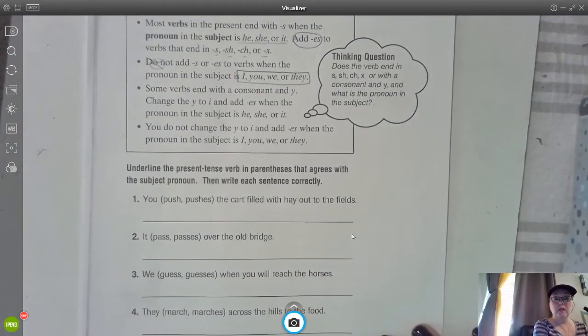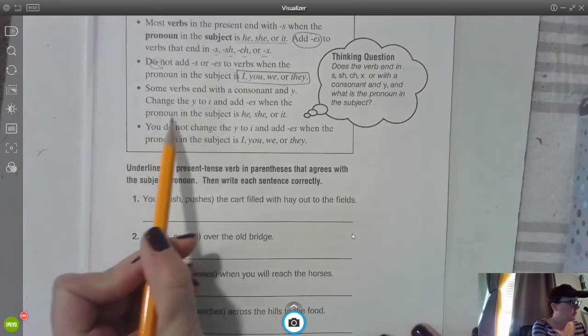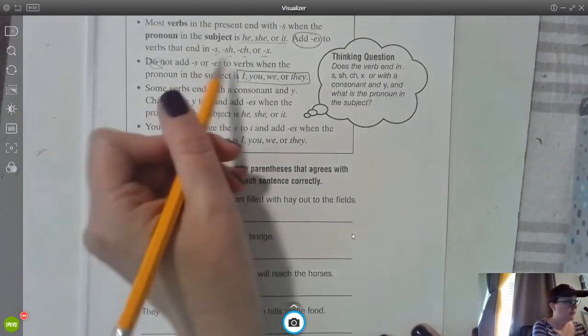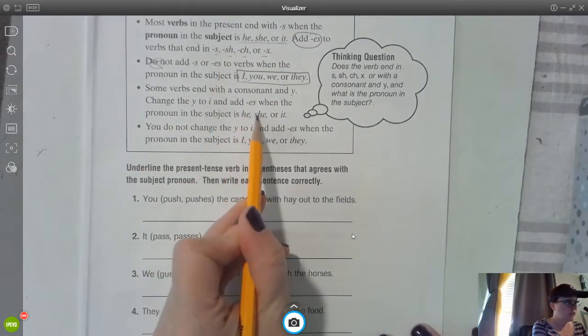Some verbs end with a consonant and Y. This goes along with our spelling as well, okay? You're going to change that Y to I and then add the ES. So then you end up with IES instead of YES because we know that looks really funny when we do it like that, right? So it says when the pronoun in the subject is he, she, or it. Looky here. He, she, it.